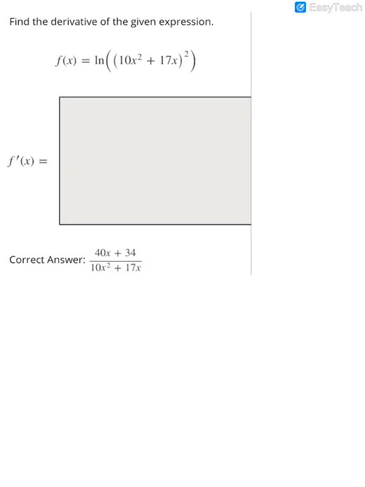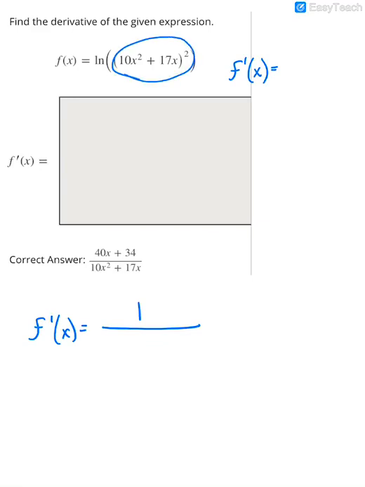Okay, so then on this question, it's just asking us to find the derivative. So once again, when you are taking the derivative of a natural log, you're going to take 1 divided by this whole thing as is. So that would be a 10x squared plus a 17x in parentheses squared. And then it's multiplied by the derivative of this thing.